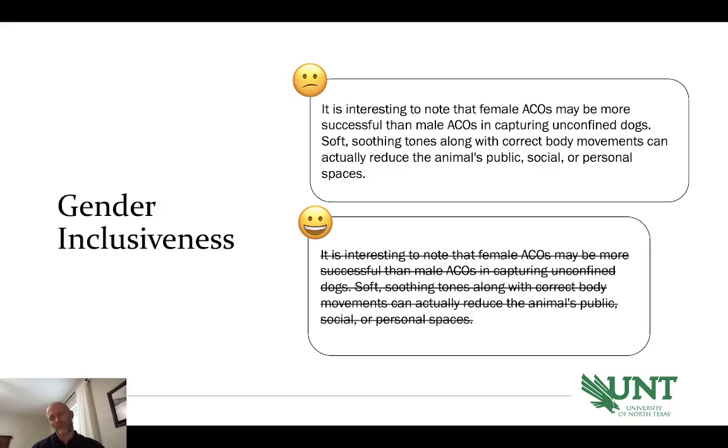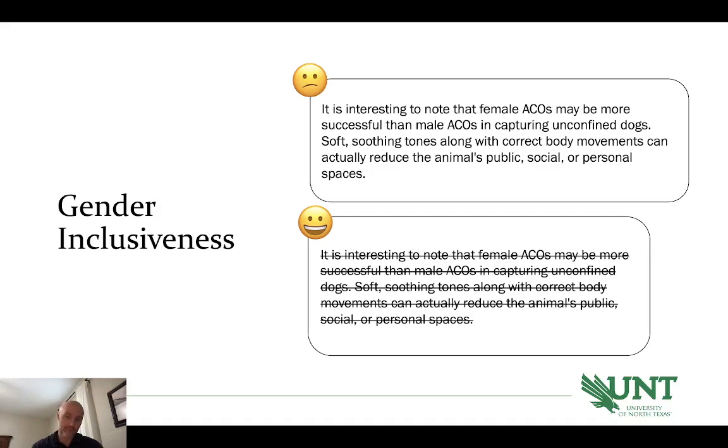We need to think about gender inclusiveness when we're doing any kind of writing, any kind of technical writing certainly. In this example, it says, it is interesting to note that female animal control officers may be more successful than male animal control officers in capturing unconfined dogs. Soft, soothing tones along with correct body movements can actually reduce the animal's public, social, or personal spaces. Now this assumes that women in general have softer, more soothing voices than men. And while that may be true for some women, it's not true for all women.